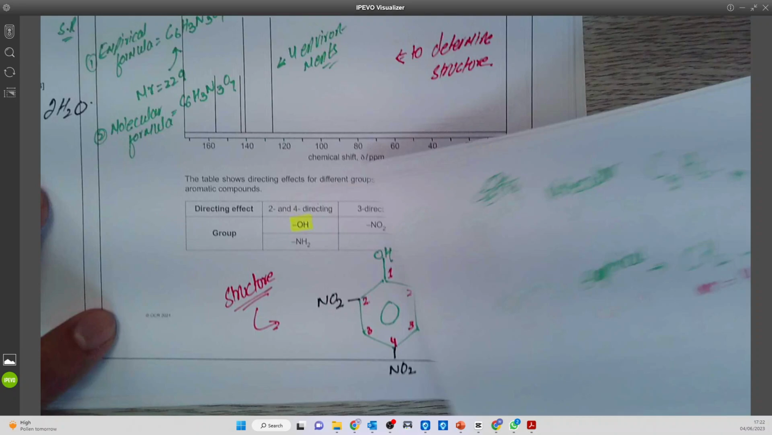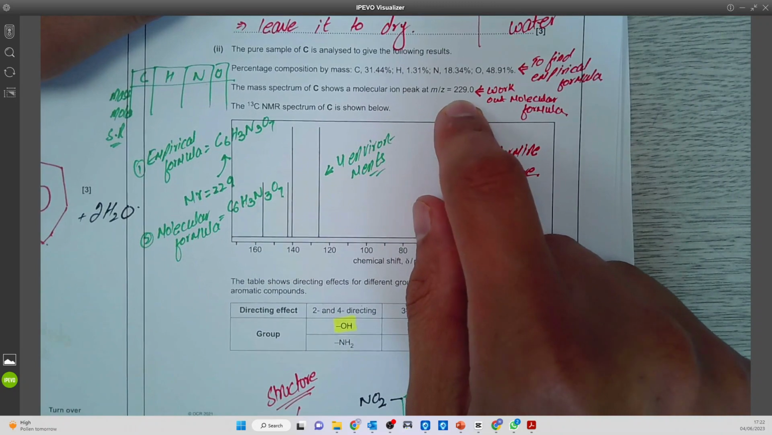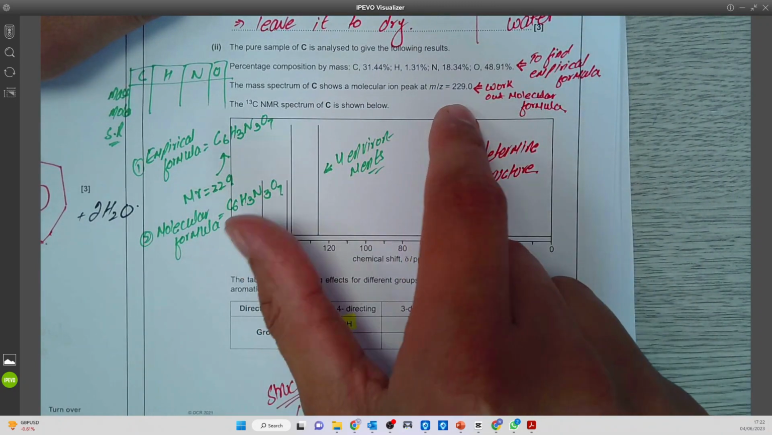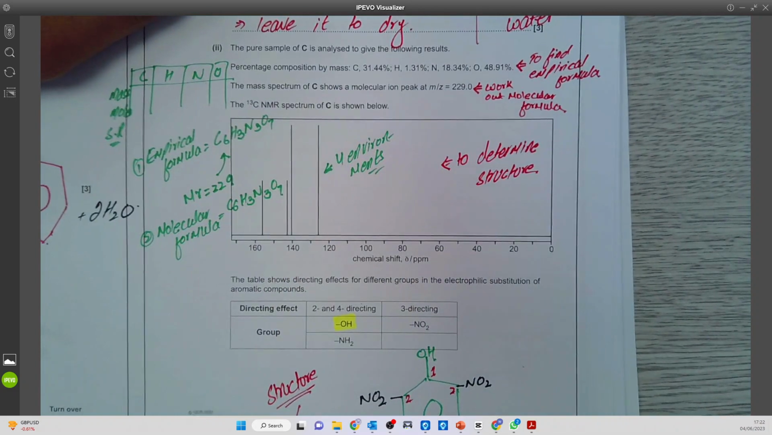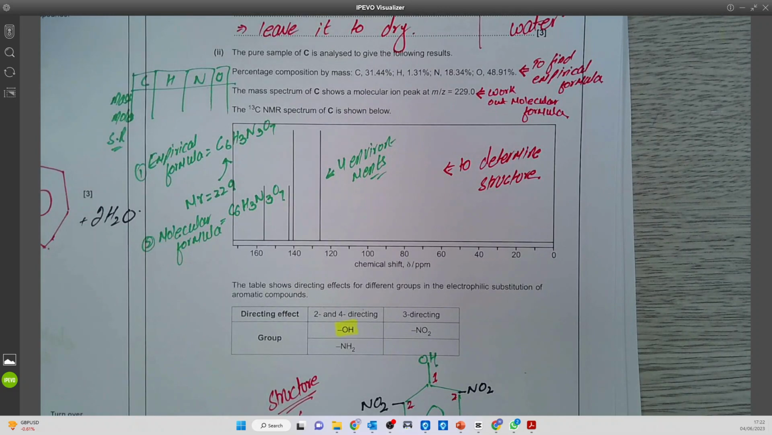Luckily, in this case, our MR of empirical formula is the same as the MR of the molecular ion peak, and that's how I know that this is the same. Are you with me on that bit? How did you work out the molecular formula straight away? I just did, for carbon, 0.3144 times the molecular ion peak, which is 72. Then I just did 72 divided by 12 because carbon is 12, and I got 6.